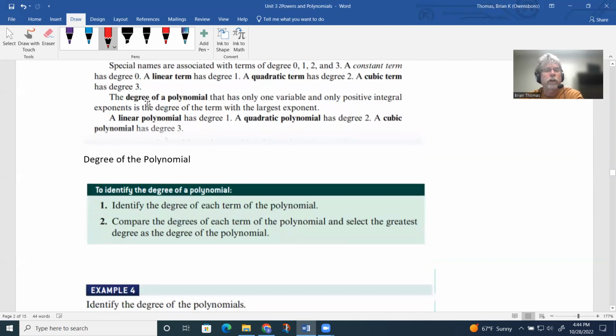The other thing we want to pick up on is the degree of the polynomial that has only one variable and only positive exponents. We should say positive integral exponents is the degree of the term with the largest exponent. That's a mouthful. So what that's saying is if you have a polynomial that has a bunch of terms in it, what we're looking for is the largest exponent of the term. The term with the largest exponent will be the degree of the polynomial.